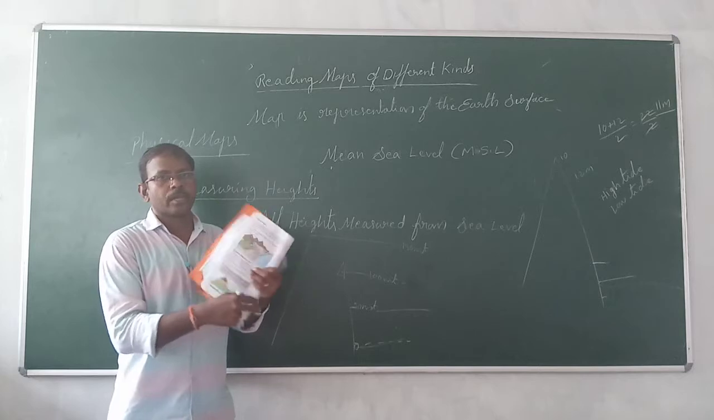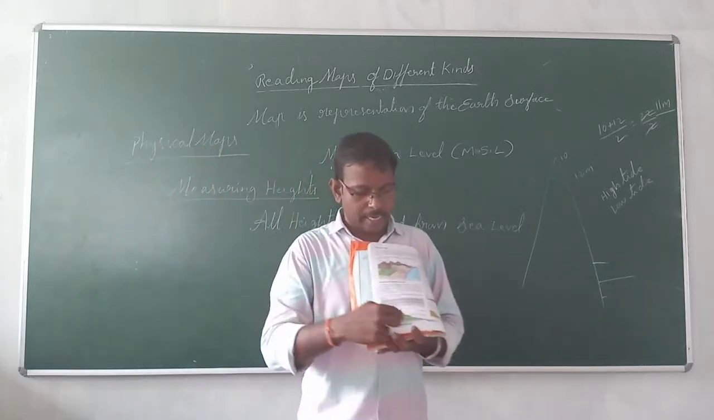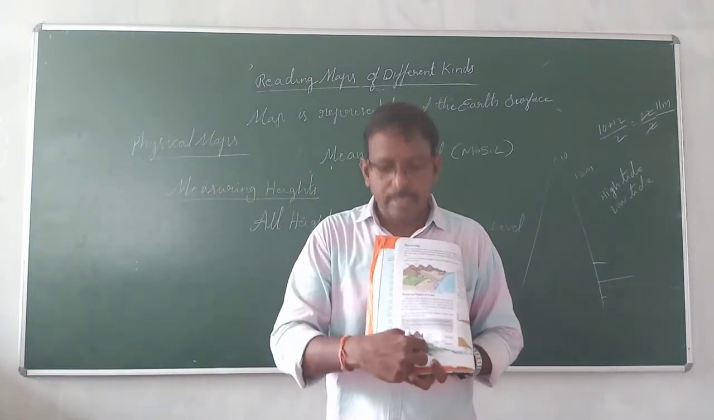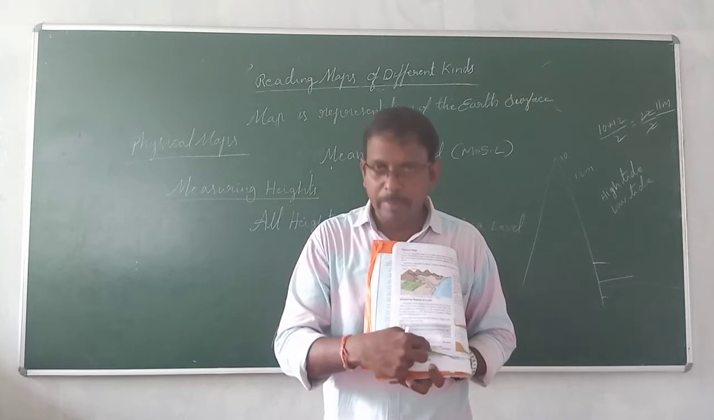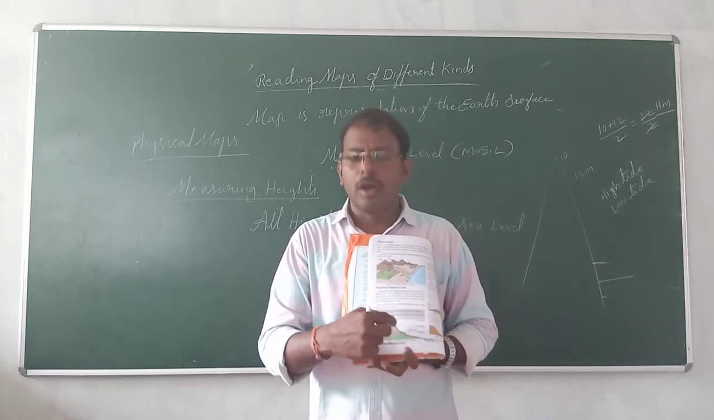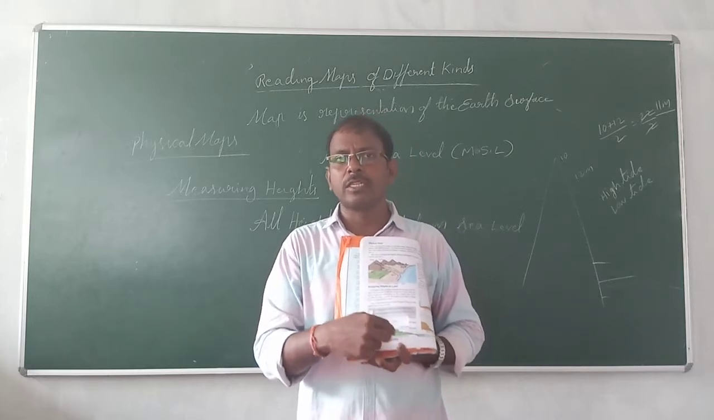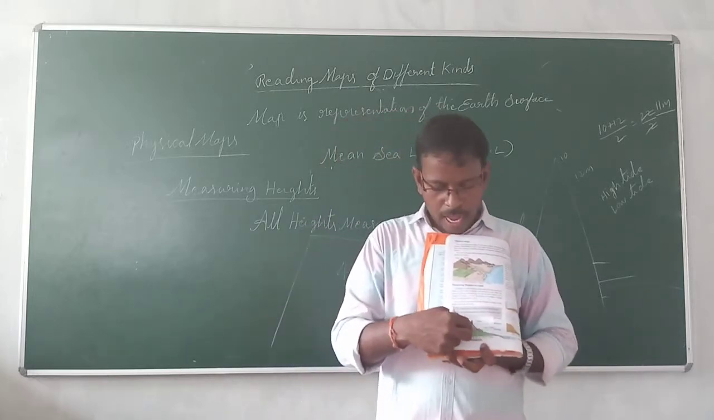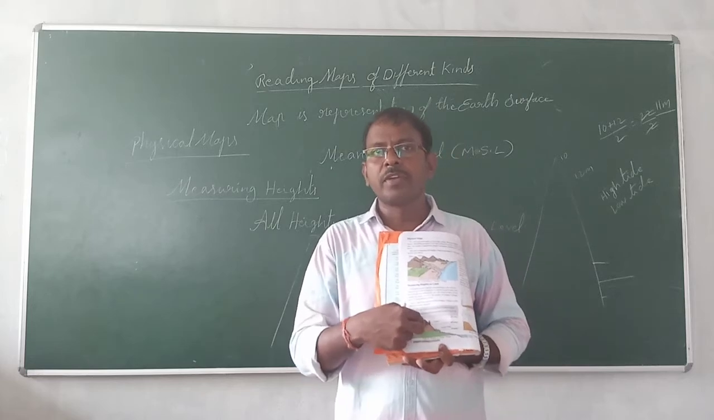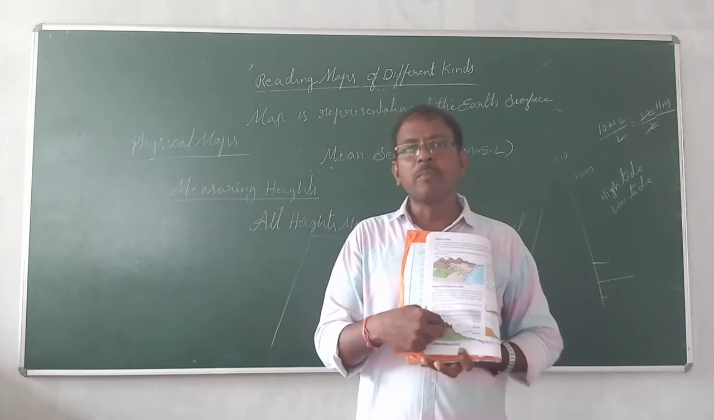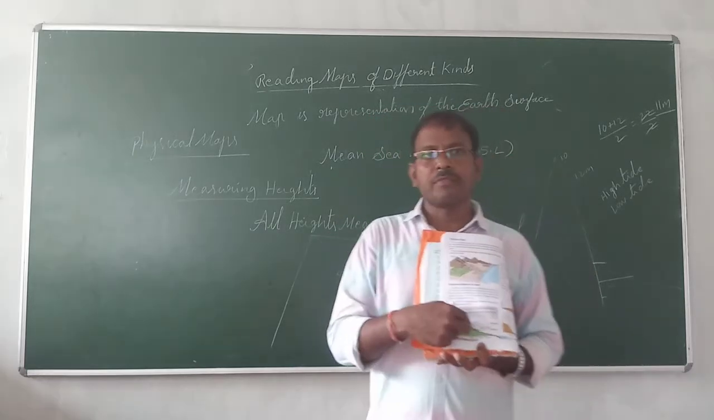He has given green color in your textbook. This is green color, 0 to 50 meters, in this area where Nimpur village is located. So he has given green color for 0 to 50 meters height, and after that brown color for 50 to 100 meters. Here the temple is located. So this is one of the diagrams.